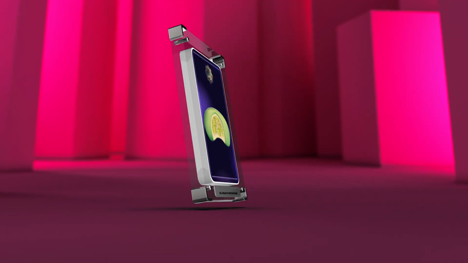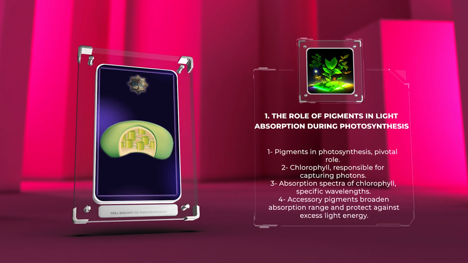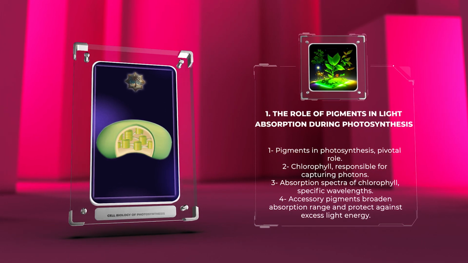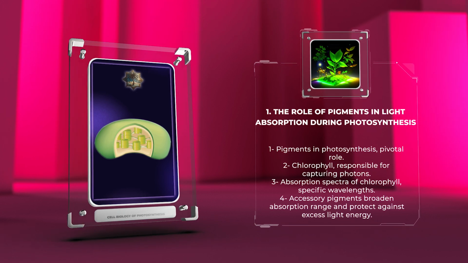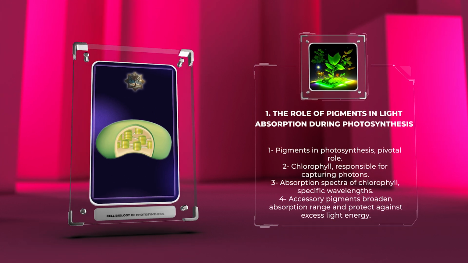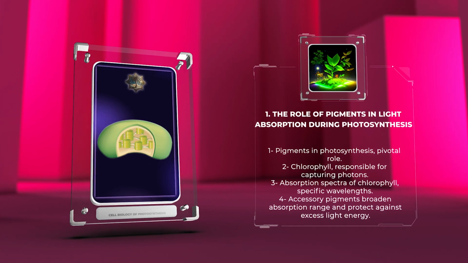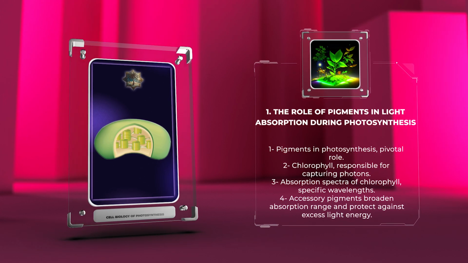Pigments play a pivotal role in photosynthesis by absorbing light energy. The most important pigment is chlorophyll, which is responsible for capturing photons from sunlight. The absorption spectra of chlorophyll molecules correspond to specific wavelengths of light, mainly in the red and blue regions of the electromagnetic spectrum. Additionally, accessory pigments such as carotenoids and phycobilins broaden the light absorption range and protect against excess light energy.